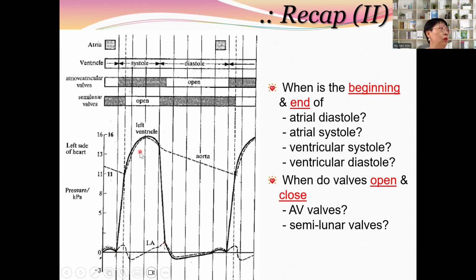Now, what about semilunar valve open? Open here, see now, the line becomes the same all the way until it becomes different here. So open from here to here. Very easy to see.